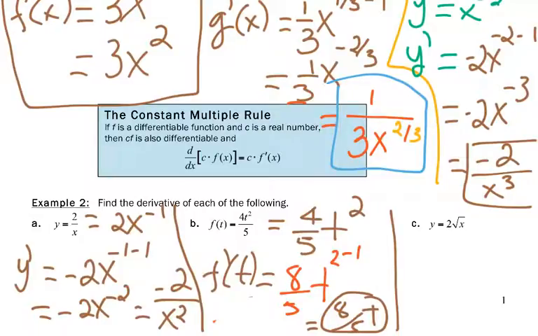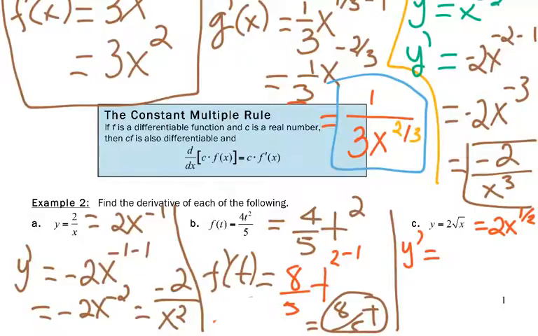Same thing with example C. Y prime. Again, I'm going to rewrite this as 2 times x to the power of 1 over 2, right? We rewrite the radical. So most of the time, if you see the radical or the exponents on the denominator, I would move it to the top. If it's a radical, I would rewrite that as a fraction, so it makes it easier for me to find the derivative.